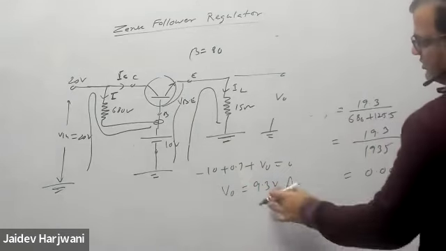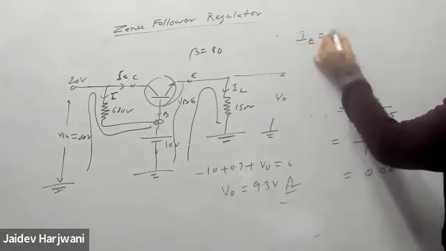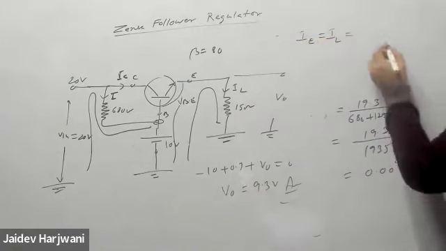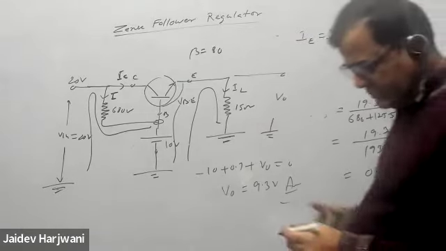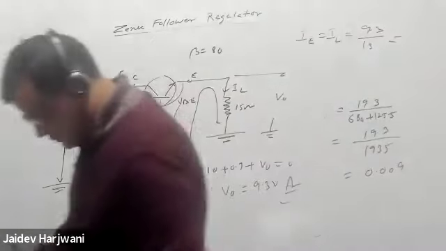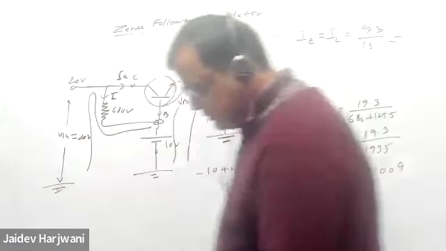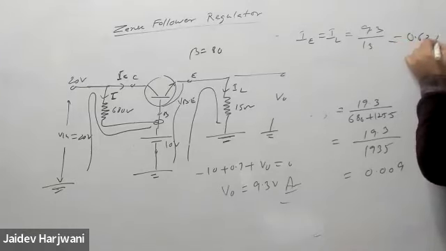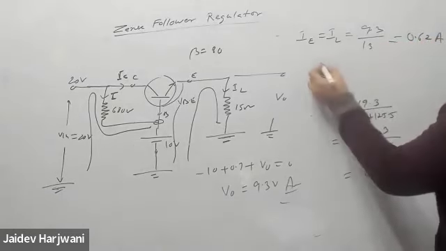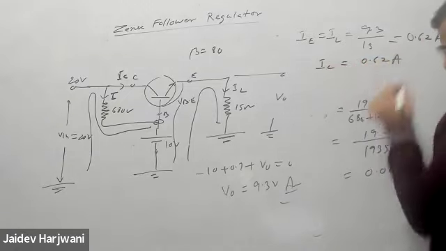If this V naught is known, you can find the current IE, which is equal to IL, that is 9.3 divided by 15. This will come 0.62 ampere, and this is same as IC. So IC will also be 0.62 ampere.